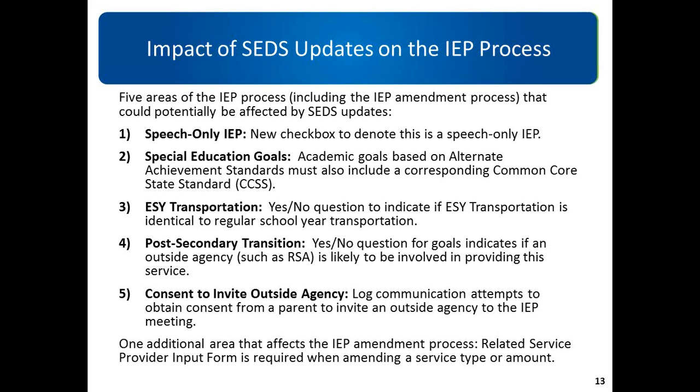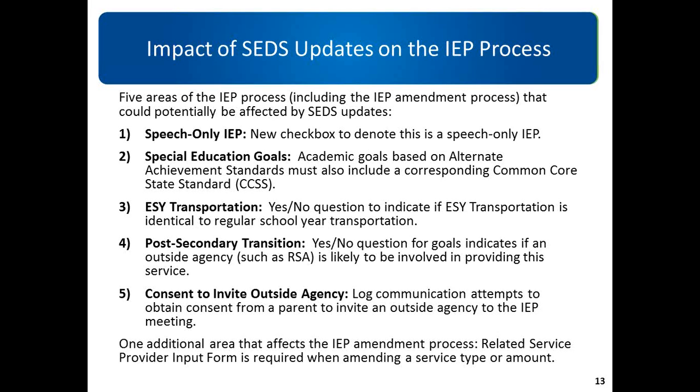Additionally, if you go in for an amendment after October the 20th, you will now be required to go in and denote the Common Core state standards. They must match up with the alternative achievement standards. So the academic goals that are based on the alternate achievement standards now have to also include corresponding Common Core state standards.